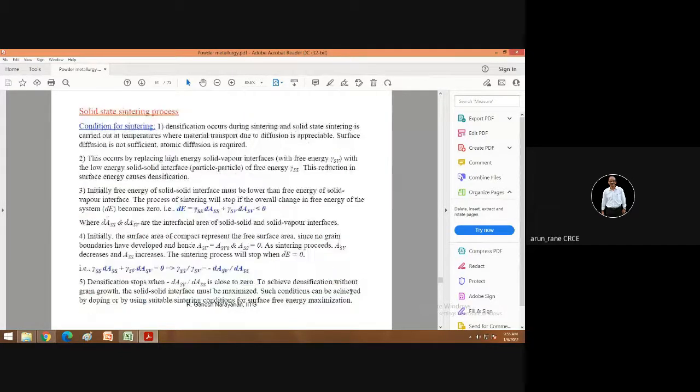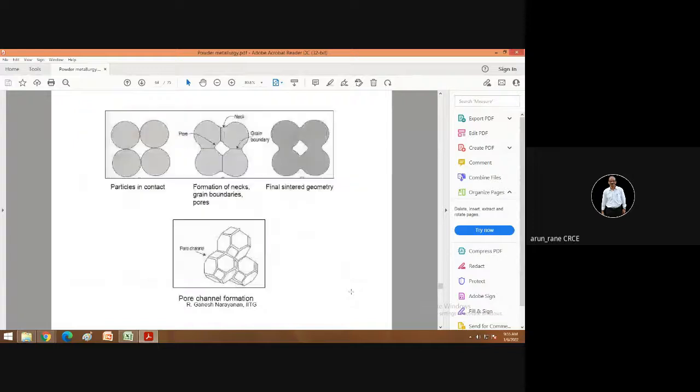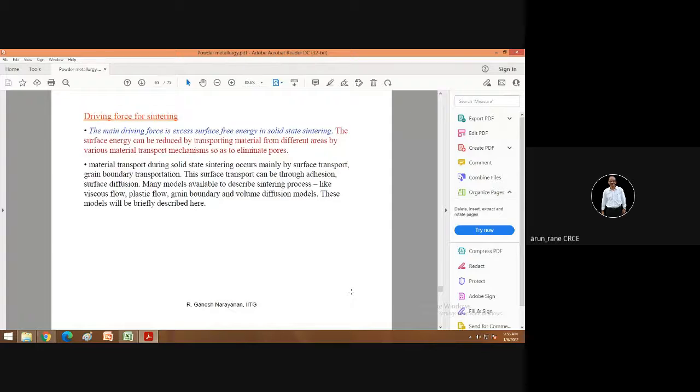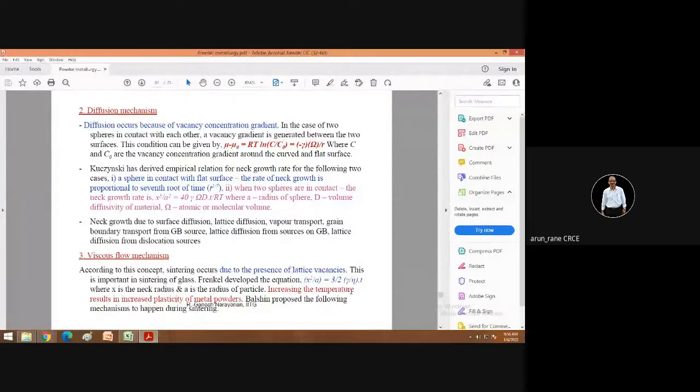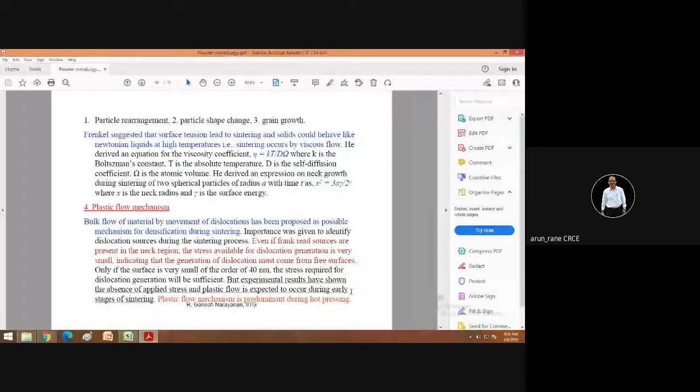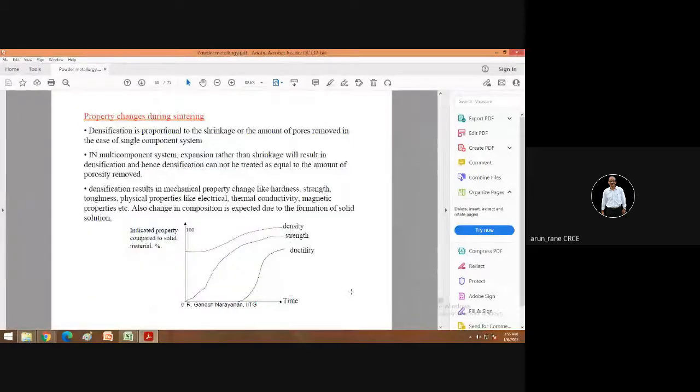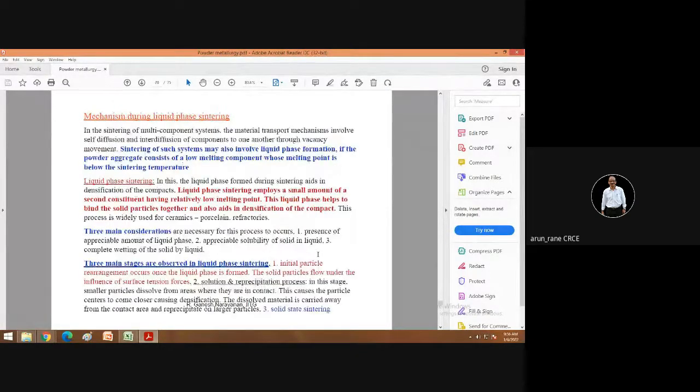This is sintering theory. What are the stages in sintering? He has explained in detail. If you want to know more, if you have time, you can go through this. What is the diffusion mechanism, viscous flow mechanism, plastic flow mechanism, how the properties change during sintering, how the density improves, how the strength improves, how the ductility improves. So that's why sintering plays a very important role.